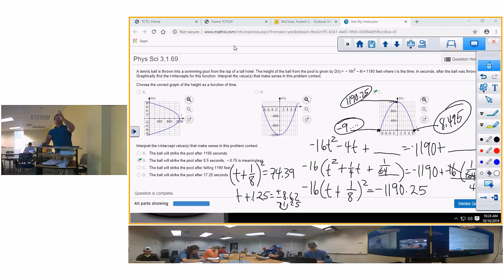Anybody got a question? Pendleton, you good? I'm good. Okay, why is it 8.5? Oh, okay, I'm sorry. I wasn't reading the question. It says 8.75 is meaningless, because you're on top of the hotel right here. This is in somebody's parking lot, so that's meaningless.